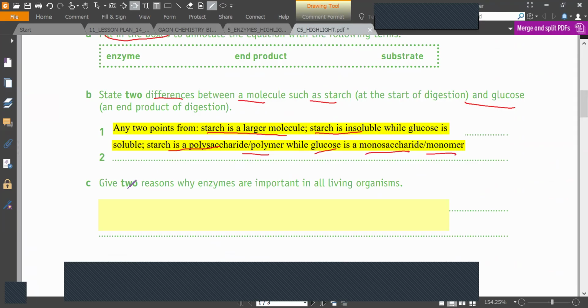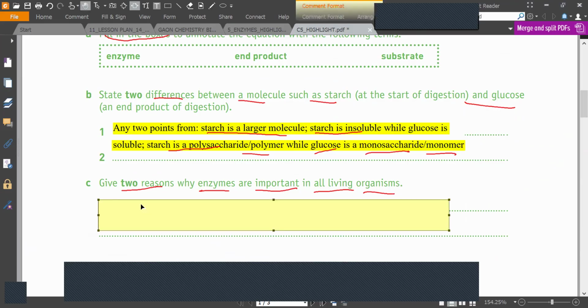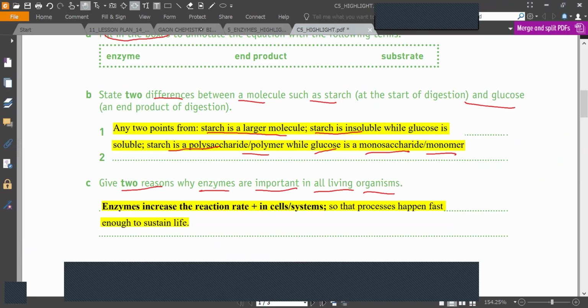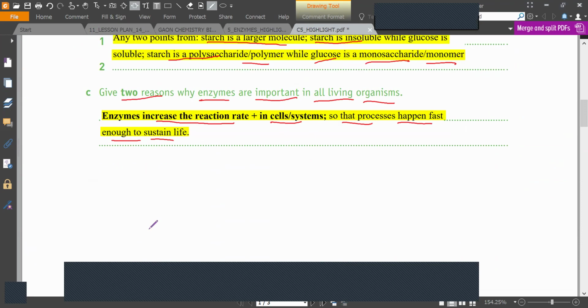Okay. Next, give two reasons why enzymes are important in all living things. Why are they really, really important? Because enzymes increase the rate of reactions in cells and in systems, so that the processes can happen fast enough to sustain life. So this is very important.